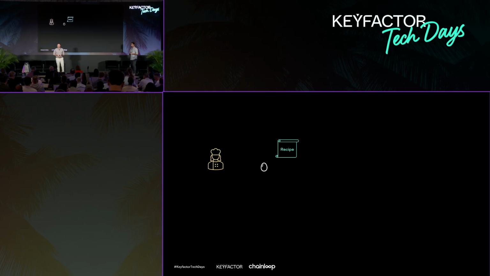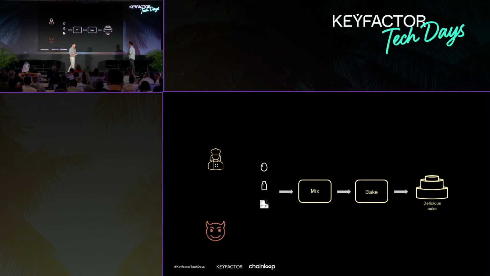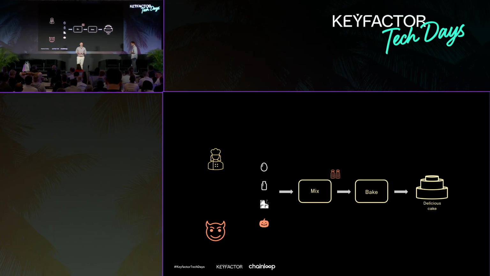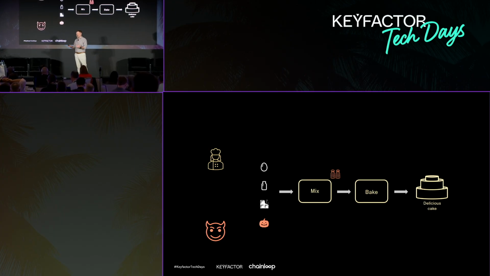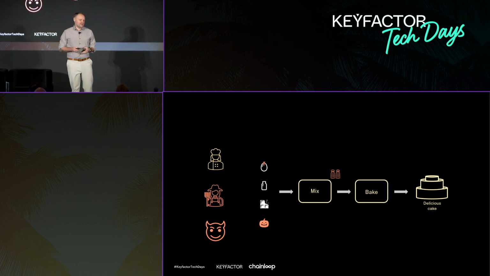So what are the steps one might go through when it comes to making a cake? You're a chef, you've got a set of ingredients, you're going to go through a set of procedural steps, and at the end, you want to eat some delicious cake. What happens if a bad actor comes along and adds an ingredient into your cake? Or maybe they add something extra after you've already done the mix.